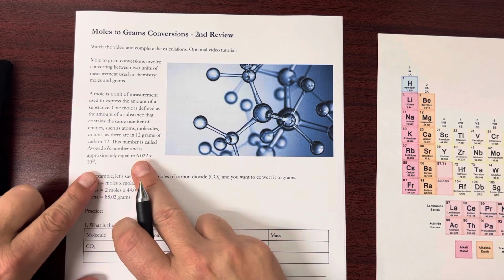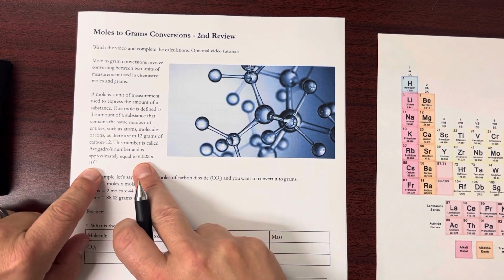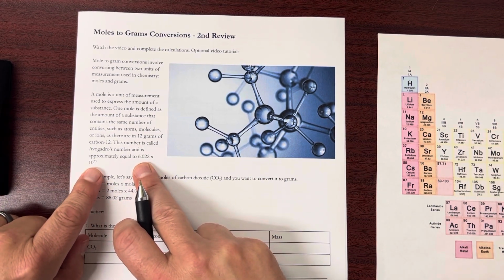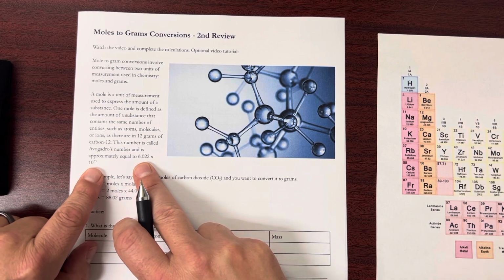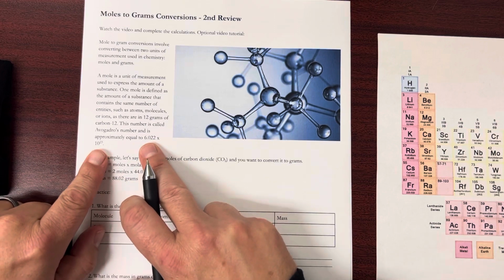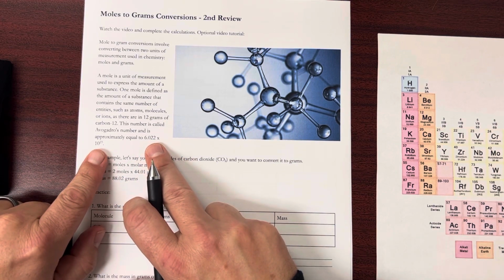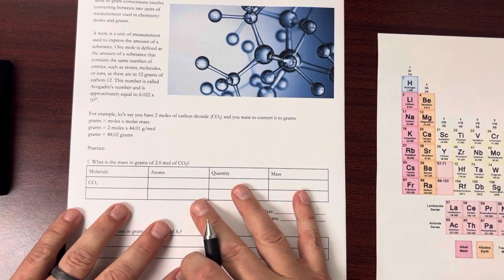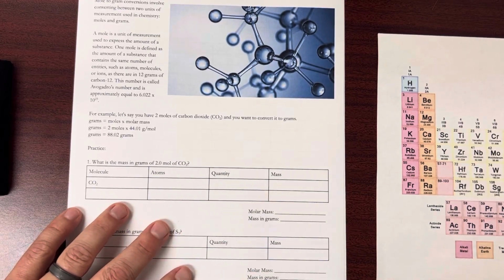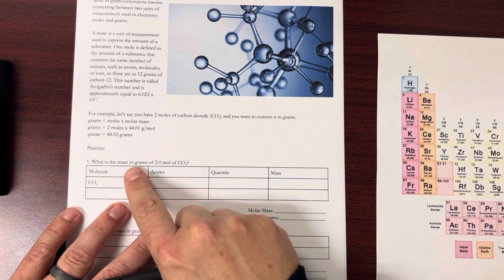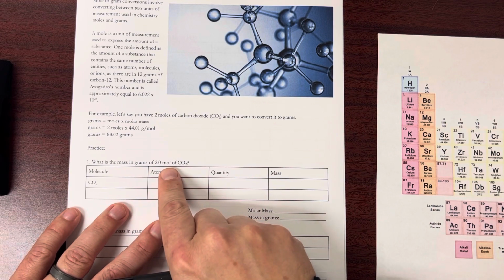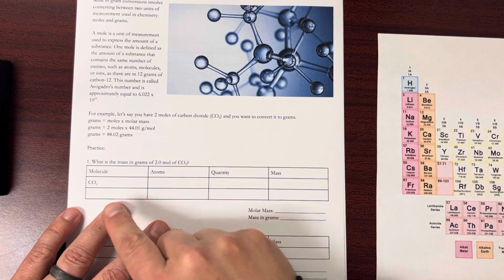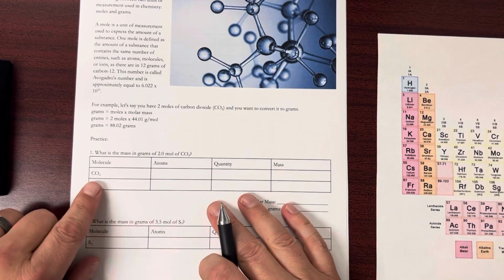As a reminder, a mole is a specific number of something, just like a dozen is a specific number. A dozen is 12. A mole is this huge number, 6.022 times 10 to the 23rd. So anyways, we're gonna come right down to these sample problems. What is the mass in grams of 2 moles of CO2? And here's how we're gonna fill this out.